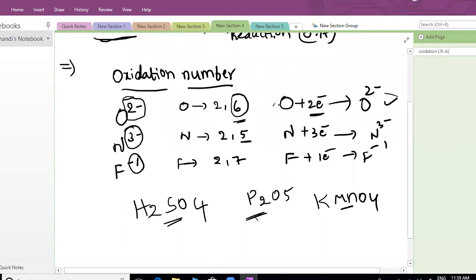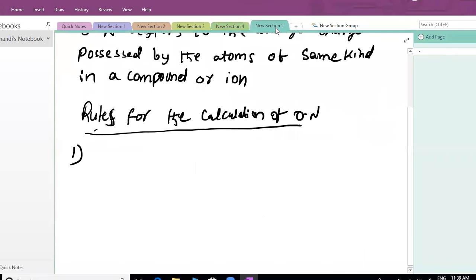The oxidation number of an element in its elemental state is 0. I am trying to explain this point, sir. Please note down that explanation also. Elemental state means not combined with any other element. For example, Cl2. This is not combined with anyone. Cl only is the bond.